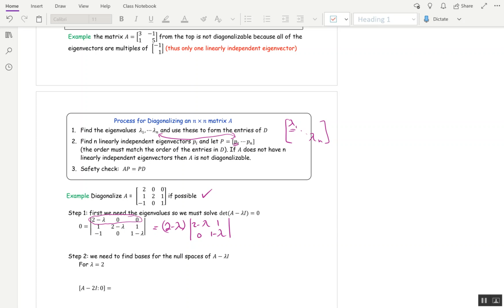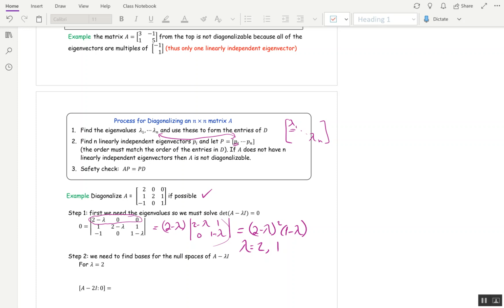Okay, now the determinant of this matrix, this guy is triangular, so we can just multiply the diagonal entries. And so altogether we'll get (2 minus lambda) squared times (1 minus lambda). All right, so our eigenvalues are 2 and 1. So we get lambda equals 2 and 1. And 2 is actually a repeat eigenvalue, so you could list 2 twice if you wanted to, but I would just say lambda equals 2 is an eigenvalue, and its algebraic multiplicity is 2.